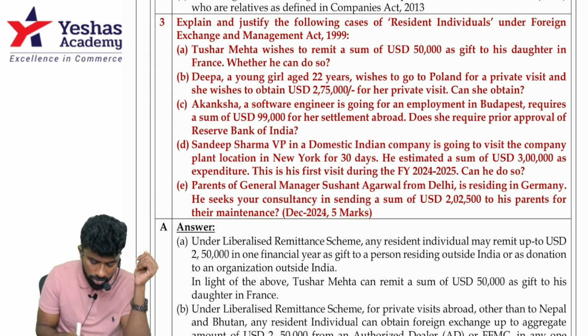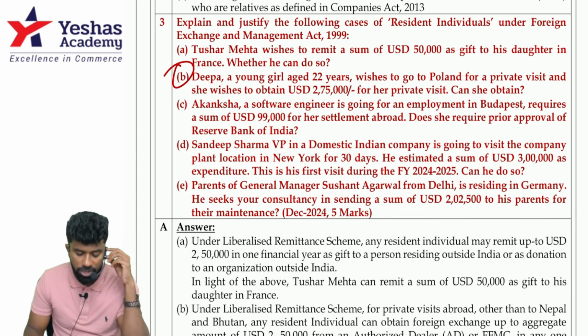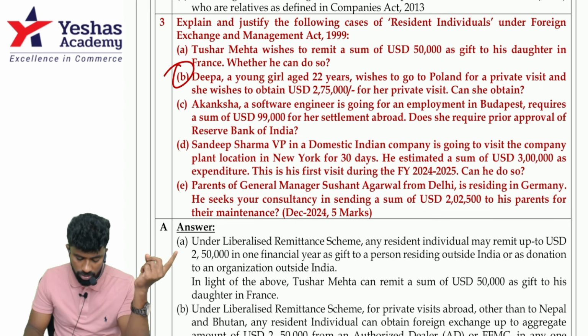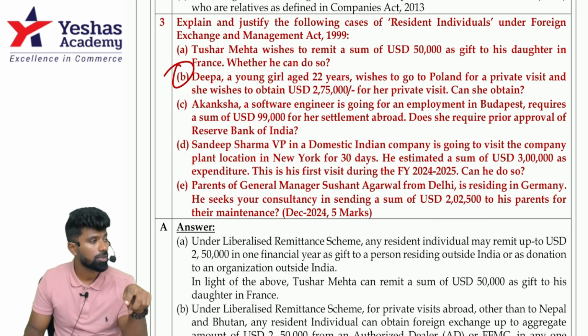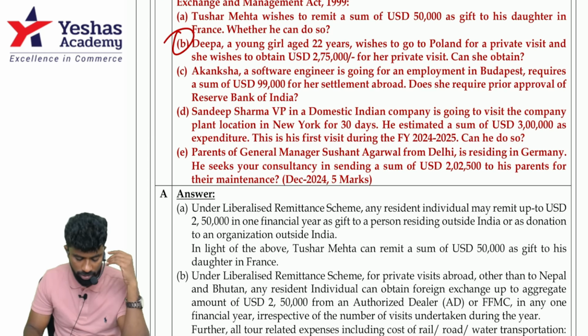Next one, Deepa. Read. Age how many years? Wishes to go to where? For what visit? And obtain how much? Can she obtain 2,75,000? No. Only how much? 2,50,000.